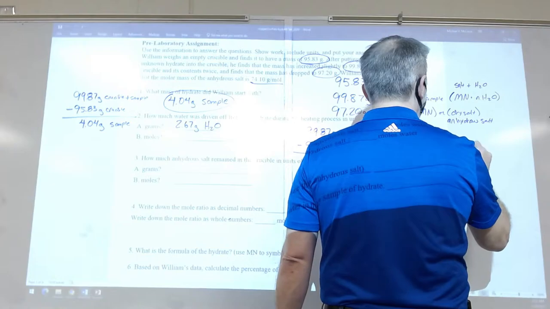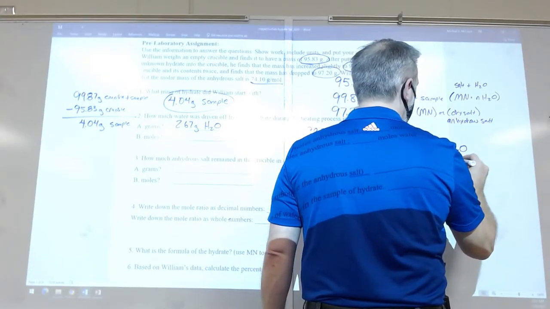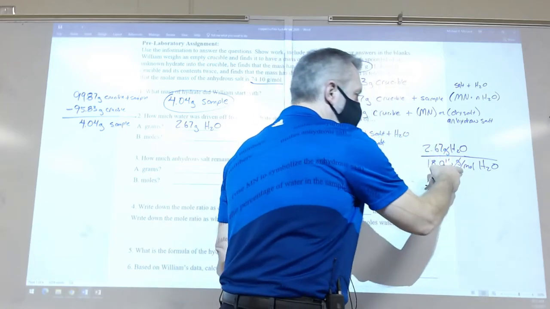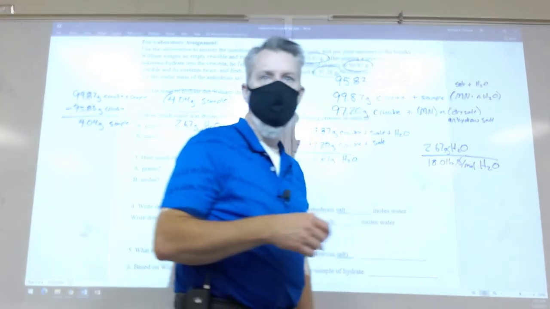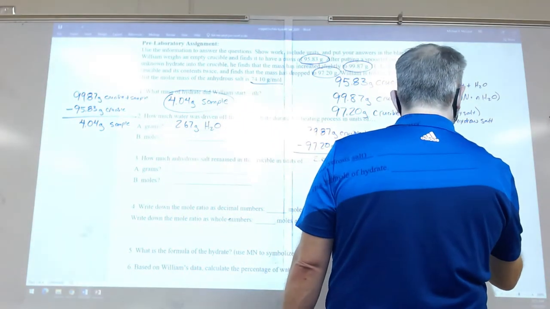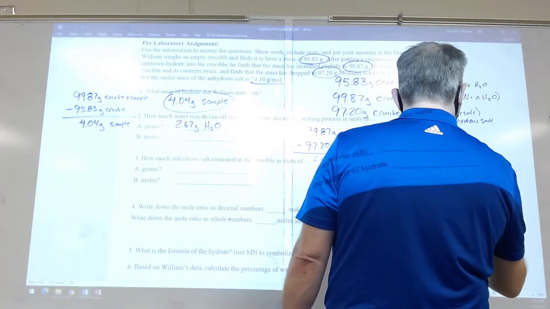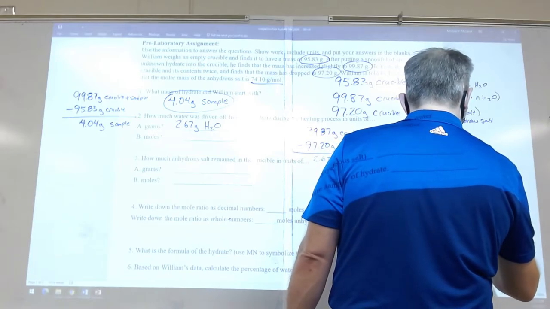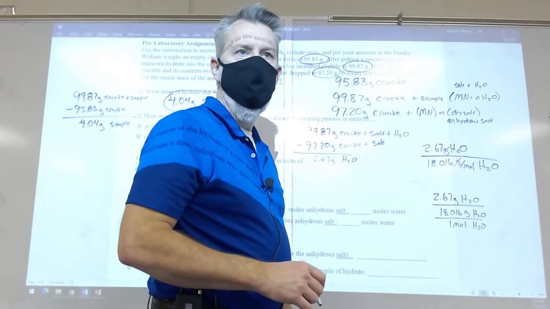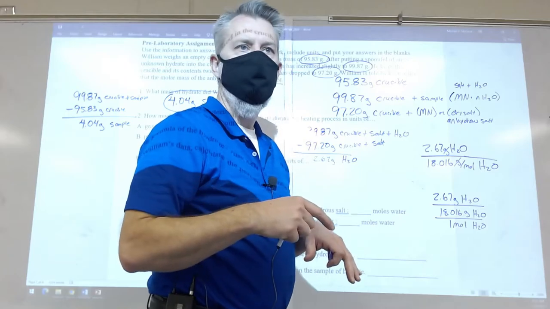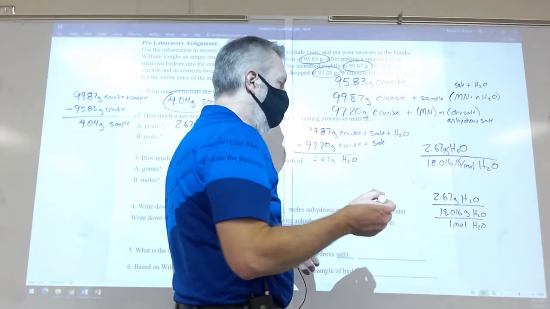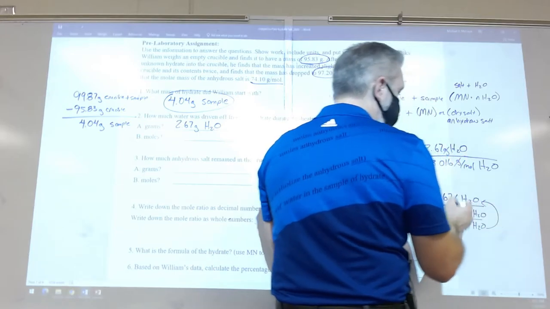2.67 grams of H2O divided by 18.016 grams per mole H2O. The grams cancel out, the moles on the bottom come on top. Makes sense? So if I have this, this is 2.67. And when you divide by a fraction, it moves up on top. Is it still keep, change, flip? So the grams are canceling, the moles coming up. Anyway, after I do all that, what do I end up with?